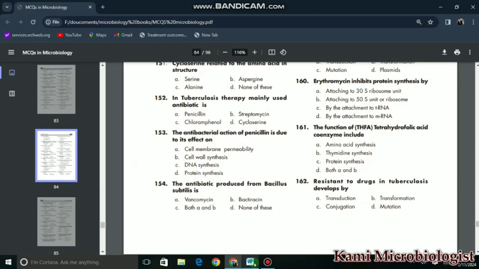160 MCQ says that erythromycin inhibits protein synthesis by attaching to the 50S subunit of the ribosome, so we can say B is the correct option. 161 MCQ says that the function of THFA, the tetrahydrofolic acid coenzyme, includes amino acid synthesis and thymidine synthesis, so D is the correct option, both A and B. 162 MCQ says that the resistance to drug in tuberculosis is developed by mutation. D is the correct option.